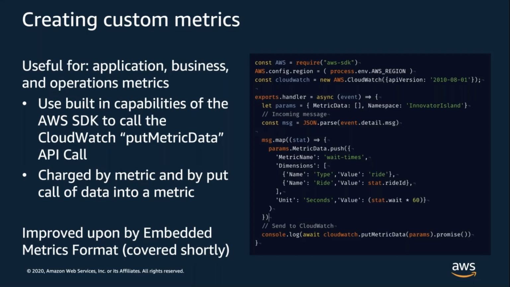Now this is improved upon by something called embedded metrics format, which I'm going to talk about here in just a moment. But many of you might already be using the put metric data command, and there's nothing wrong with that if you are. So again, this is going to give you that ability to create those custom metrics, populate that data into CloudWatch. And a little later on here in the talk, I'm going to dive into the CloudWatch console and show you how you can pull out all sorts of information like this.